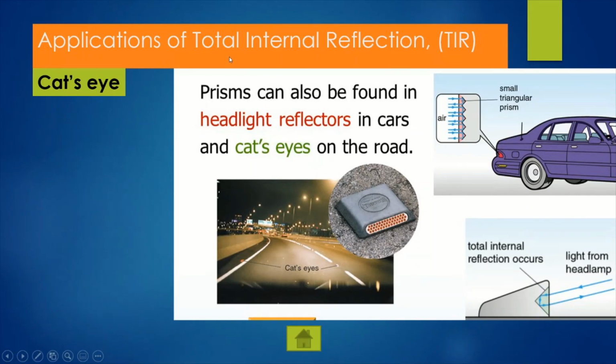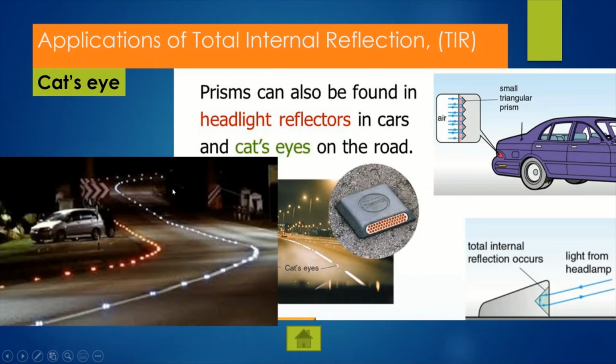Okay, applications of total internal reflection. Cat's eye. I'm sure you have seen this picture. At night, we see the road as though there are light bulbs buried on the road. But actually, when you go near, there is no light bulb there. There are only these little things like this. Even on cars or your bicycle, there may be these devices. These are all prisms that reflect light. When the car lamp shines into this cat's eye, total internal reflection takes place and it is reflected back to the observer. That's why it looks like it is glowing.